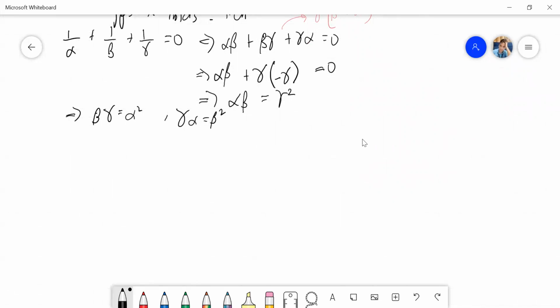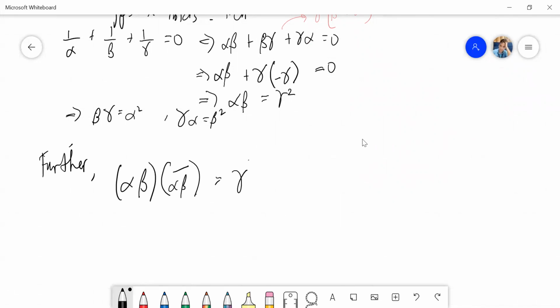So further, in this case, I would have alpha beta, and if I multiply this by the conjugate of alpha, I'd have gamma squared times modulo of gamma squared.